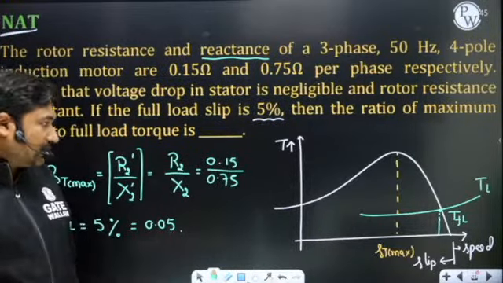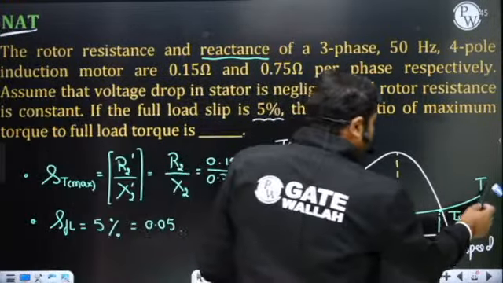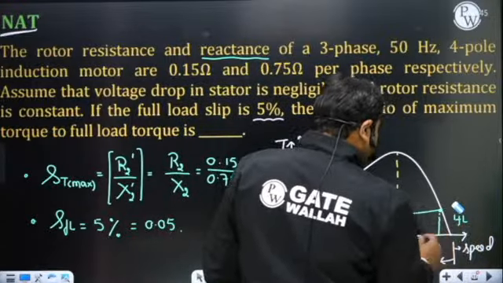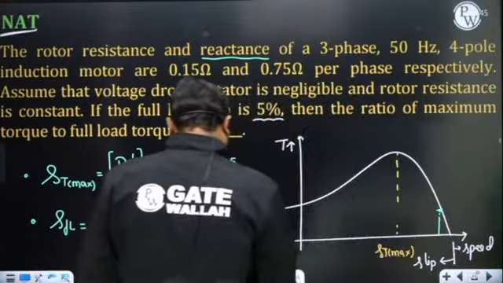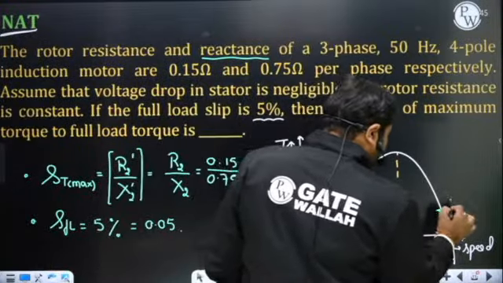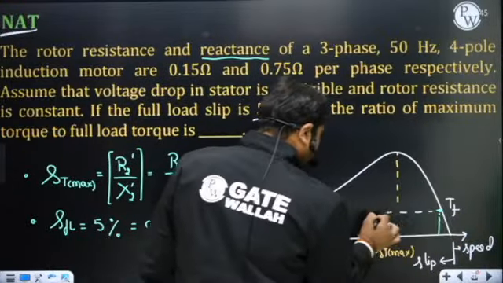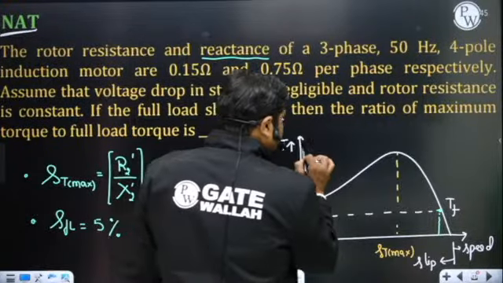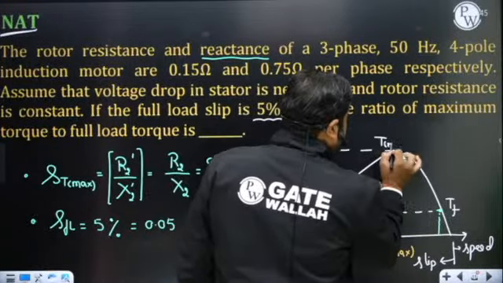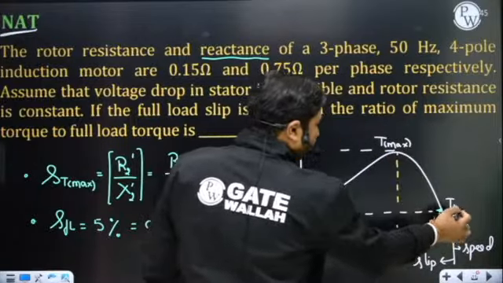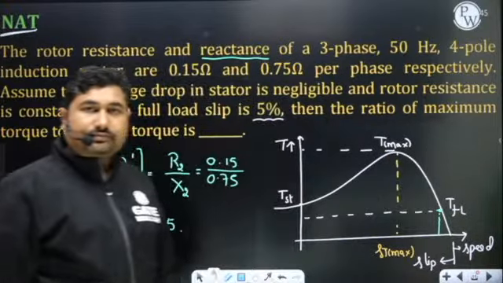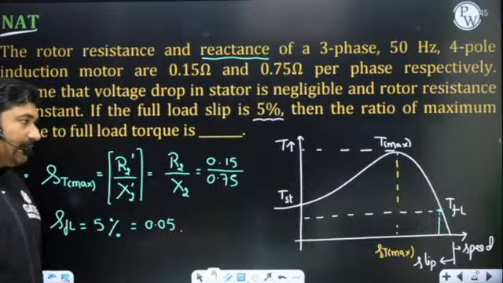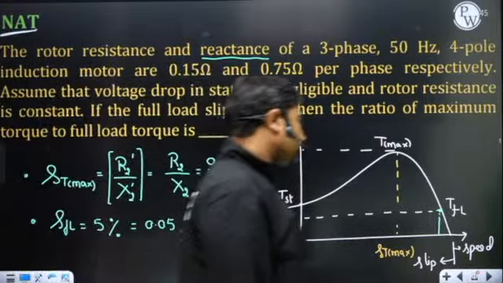Torque produced under full load condition. So let us suppose this to be the full load torque. This is the starting torque. This is your maximum torque. And this is your full load torque. Now please observe here.